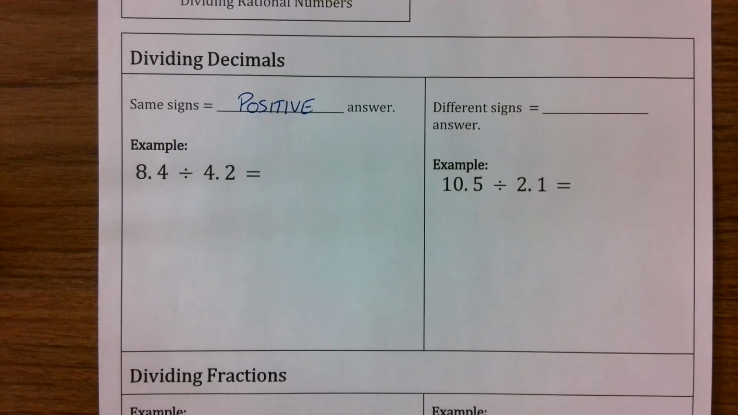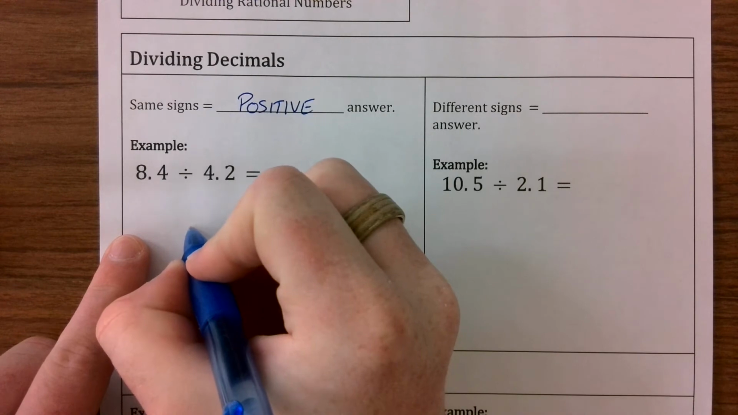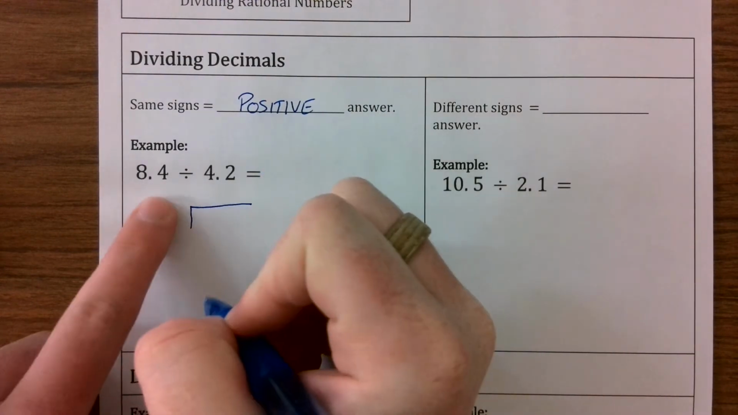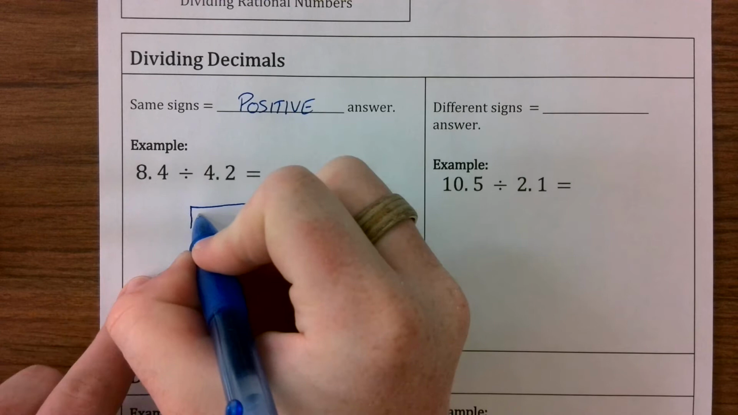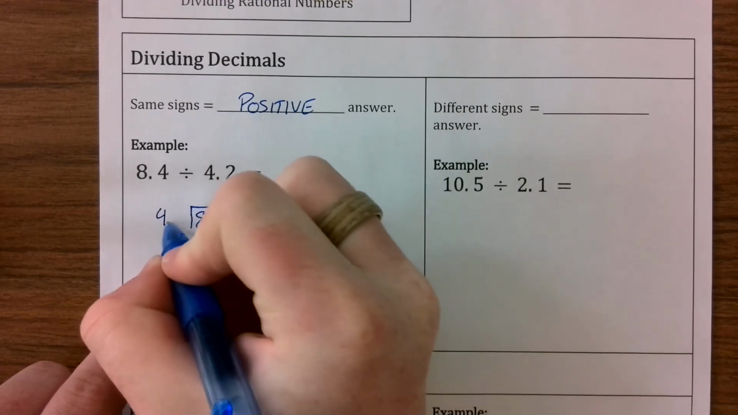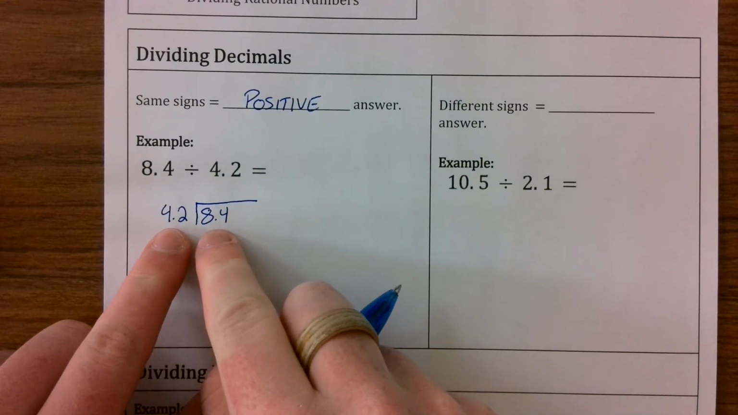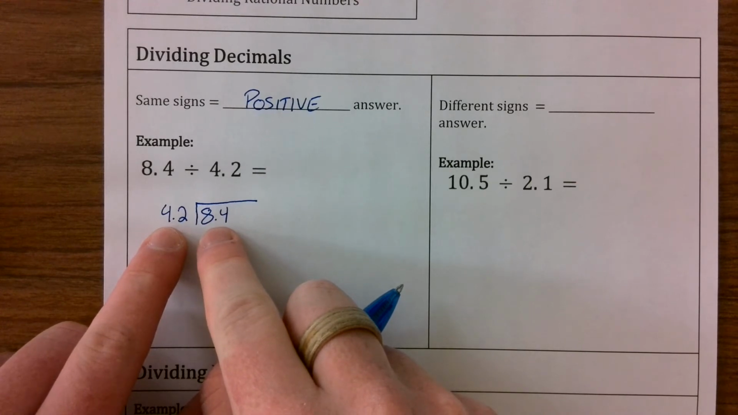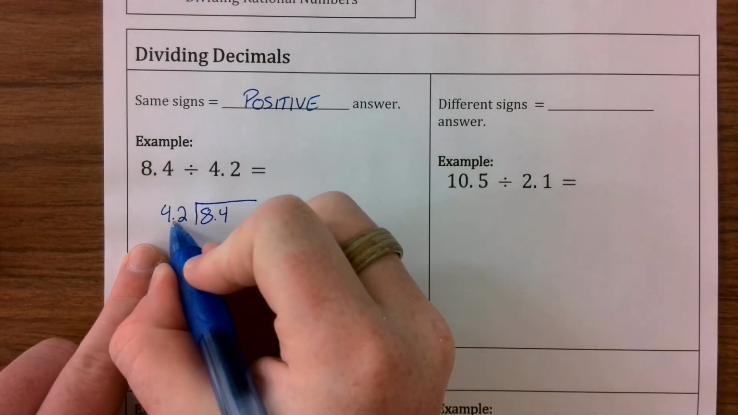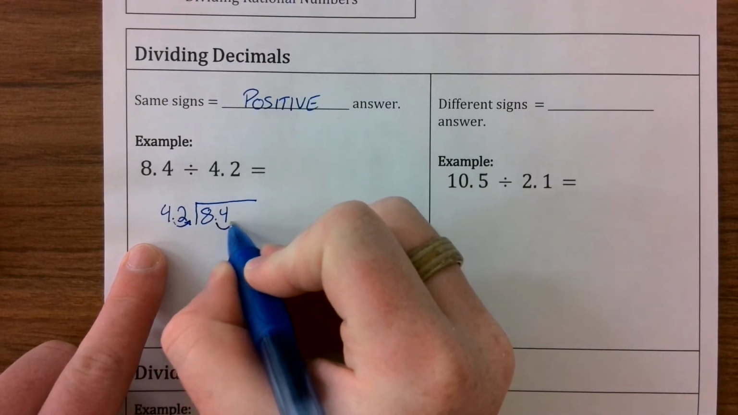So we've got 8.4 divided by 4.2. We're going to use long division to help us solve this. We set up our long division. And our first number, remember, goes inside. So I'm going to put 8.4 inside, 4.2 outside. Now, when we're dividing with decimals, we don't like to keep the decimal. We want to move it. So I'm going to take the outside decimal and I'm going to move it over one spot, which means I need to move the inside decimal over one spot.